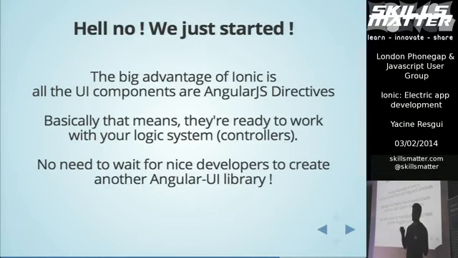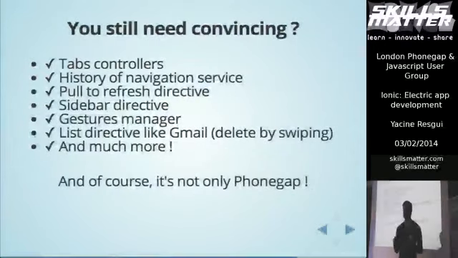With Ionic, they already think for AngularJS. They already give you the directive, so you just copy-paste it in your application, and you have everything working well. And you have all the controllers behind this directive. It's not only HTML5 and CSS3. For example, they have a tabs controller, which is, you know, like on any iOS app, where you have different tabs. And there they have a history manager, so if you go back, the icon on the top left will handle it for each tab.